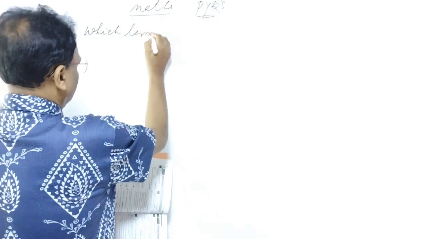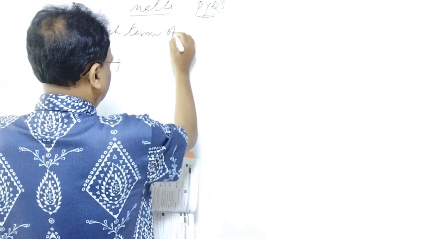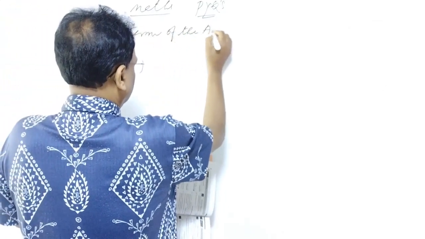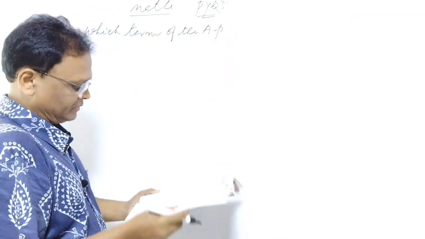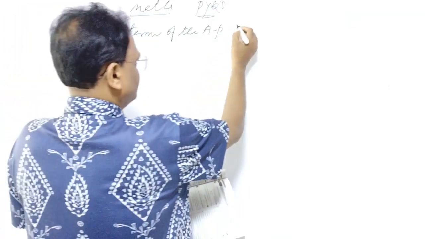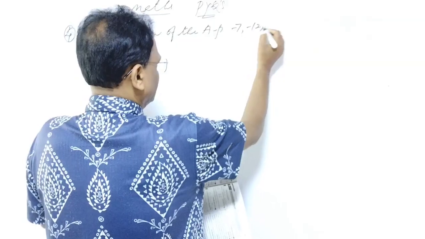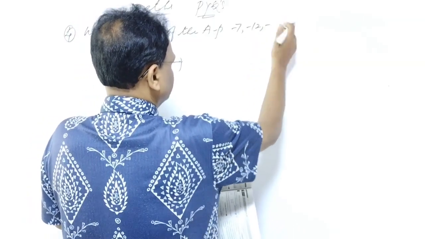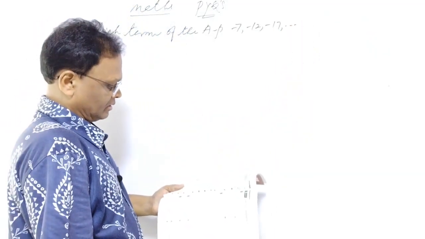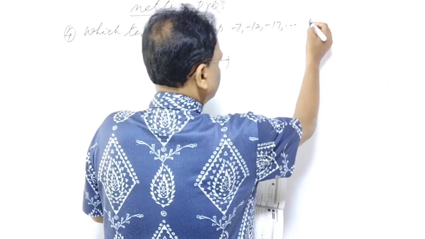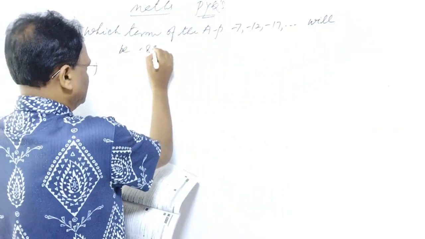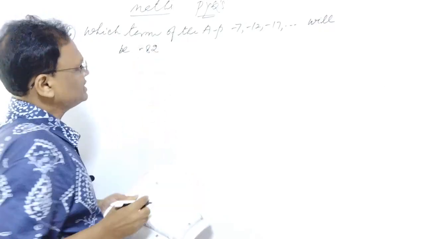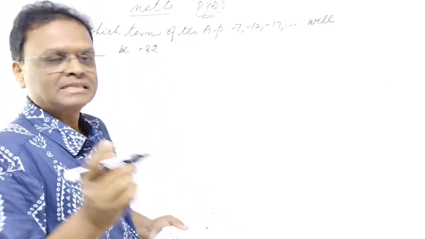Which term of the AP? The AP is given: minus 7, minus 12, minus 17, and so on. It is asking which term of the AP will be minus 82.